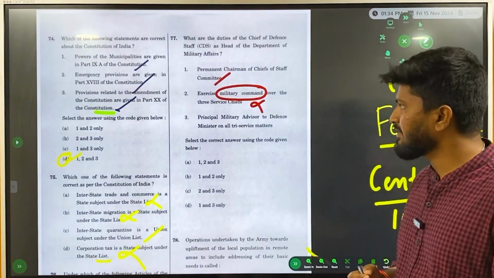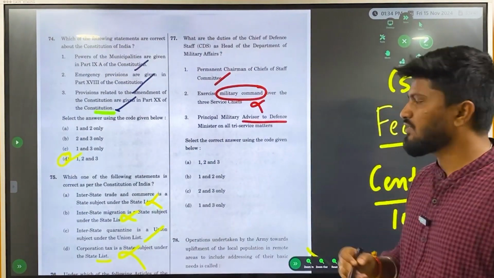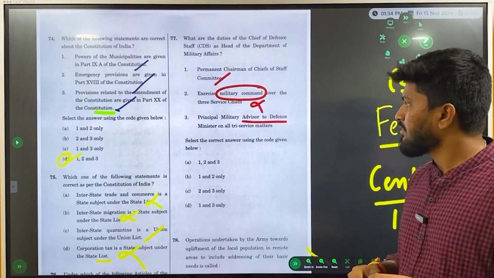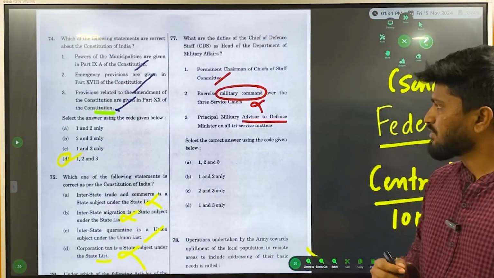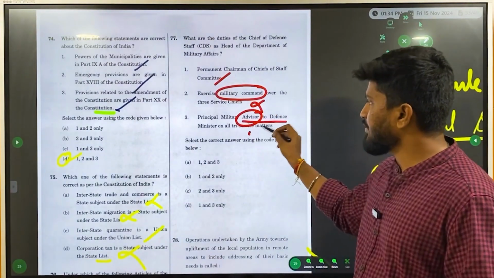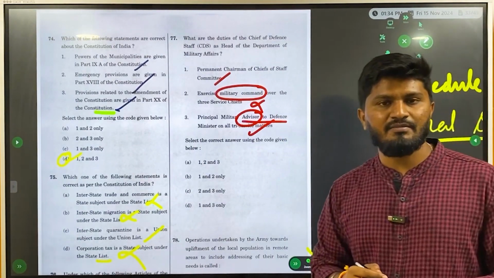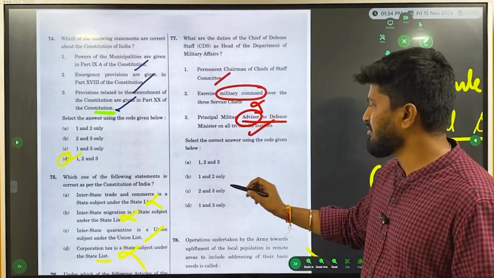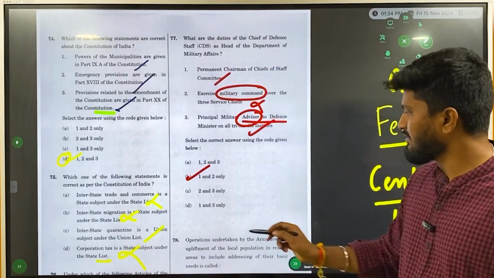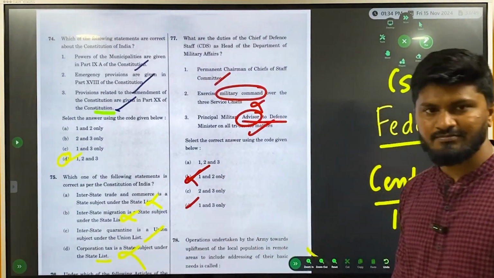And then statement 3, principal military advisor to the defense minister on all tri-service matters. Advisor is correct, but exercising military command is wrong. So statements 1 and 2 become correct. Option B, 1 and 3 becomes correct. Option D is the correct answer. Okay.